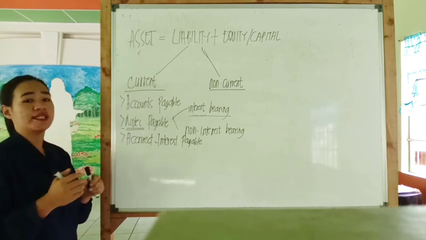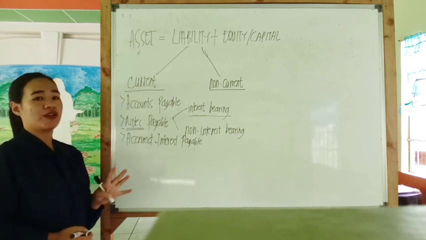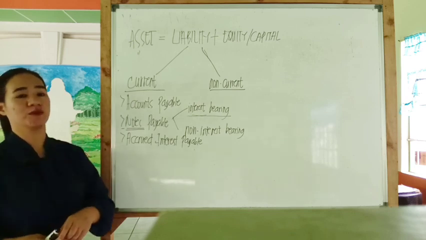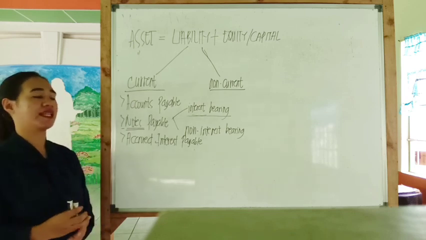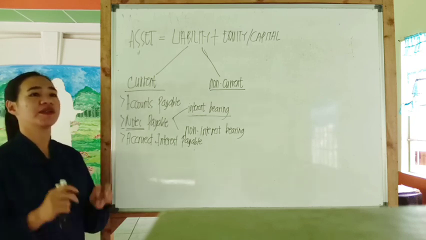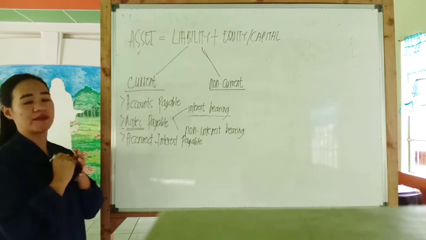Another one, accrued salaries payable. Ibig sabihin, na-rendered na ng employee yung service na sa atin. However, hindi pa natin nababayaran yung employee natin. So, i-accrue natin siya. So, yun yung ibig sabihin ng accrued. Basta yung sa accrued, ibig sabihin na-render na yung service pero hindi pa siya nababayaran.